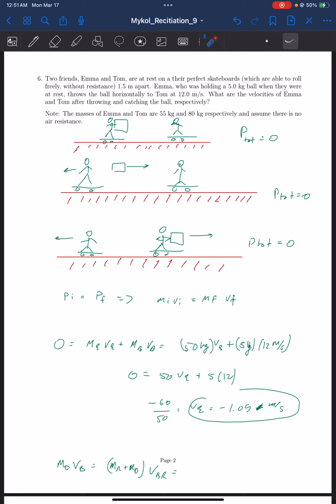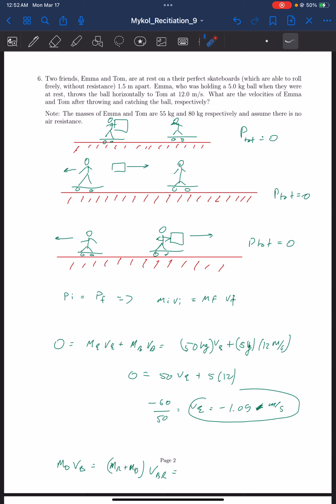Hey folks, so the second part of our lecture is going to follow some of the math around momentum conservation. And so the story here is as follows. Two friends, Emma and Tom, are at rest on their perfect skateboards, which are able to roll freely without resistance, 1.5 meters apart. Emma, who was holding a 5-kilogram ball when they were at rest, throws the ball horizontally to Tom at 12 meters per second.